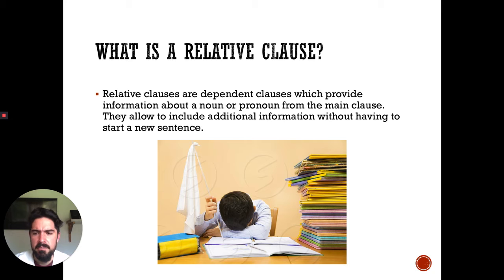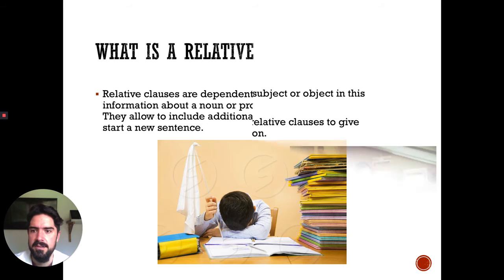Okay, this is the boring part. Relative clauses are dependent clauses which provide information about a noun or pronoun from the main clause. They allow us to include additional information without having to start a new sentence. You're going to say, oh, teacher, this is boring. I don't understand. Okay, let's see.